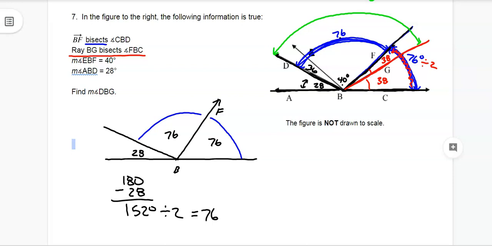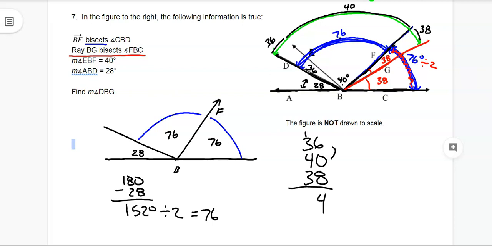So let's try to do our ultimate answer here. To get this big green arc, well, I have 36 of it. Then this section right here was 40. And then this section right here is 38. Put all those together, 36 plus 40 plus 38. I guess I could have used my 76 up above, but whatever. 14, carry the 1, that's 114. Looks like that would come out to be 114 degrees for DBG.